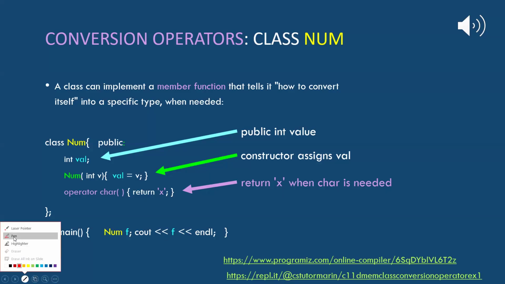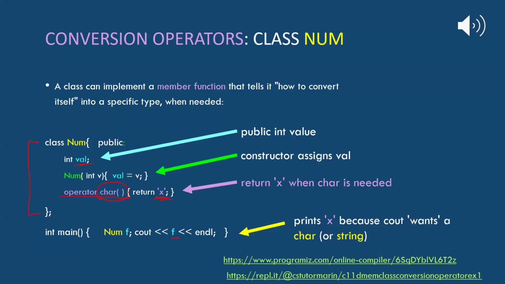Well, what is cout supposed to do, right? Cout needs a string or it needs a character or something. So it looks at the class and goes, hey, can you convert yourself into something I need? And the num says, yeah, sure, I can give you my x, okay? So this triggers this conversion operator here and gives a representation of that instance, which in this case is just the letter X, right? Which is kind of silly. It probably should return the value there, right? But it's just the letter X, right? So that's one way of getting a class to convert itself into something else, okay?